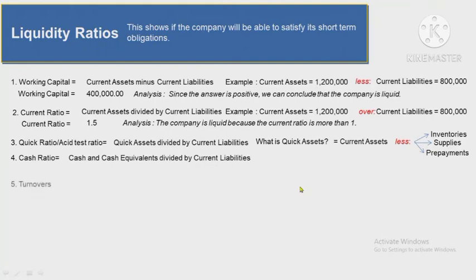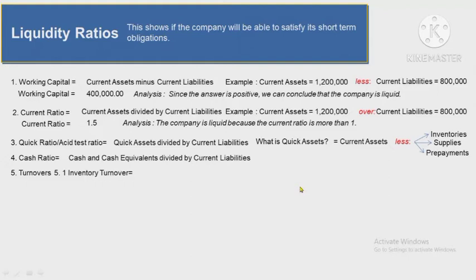And then we have turnovers. There are a lot of turnover formulas and we need to understand them one by one. We have the first turnover, the inventory turnover. But before we go to the formula, I have some tips in order for you to remember the formulas more easily.